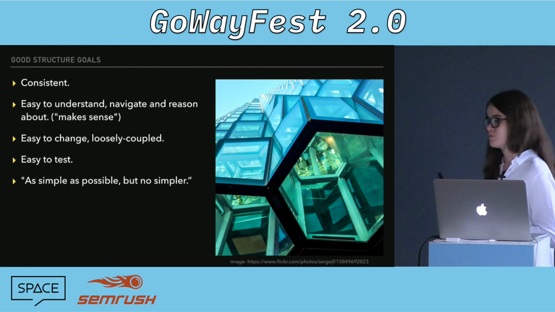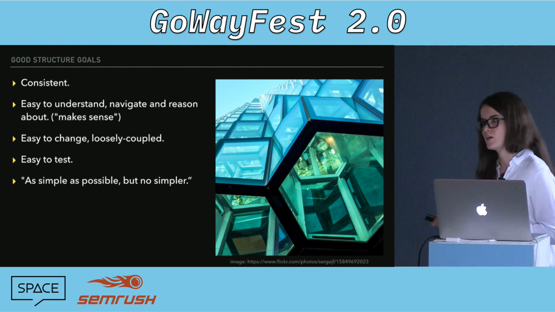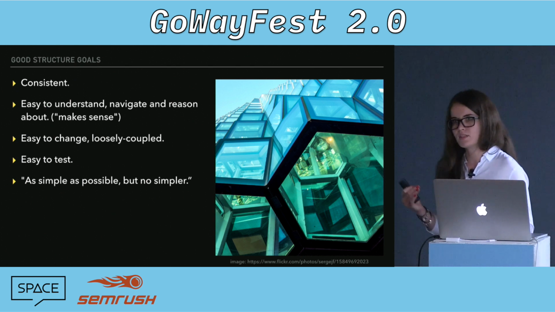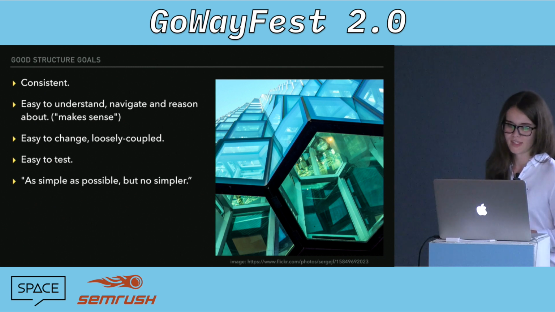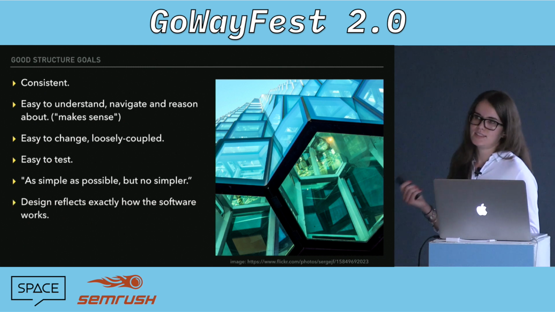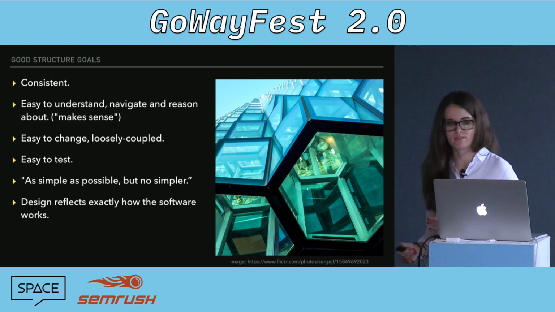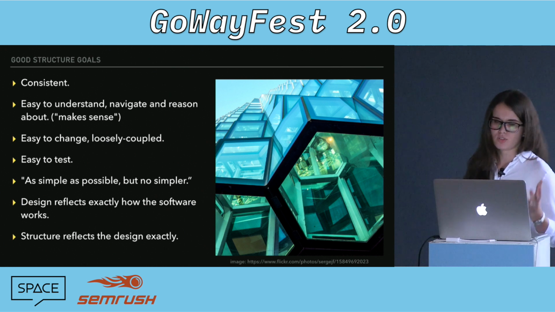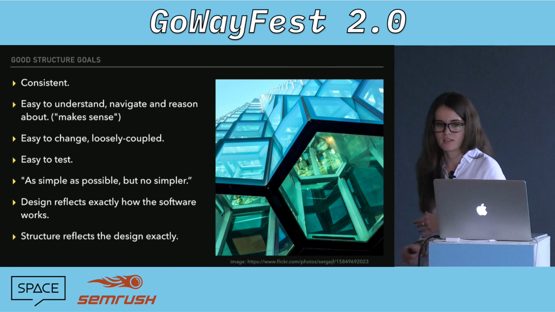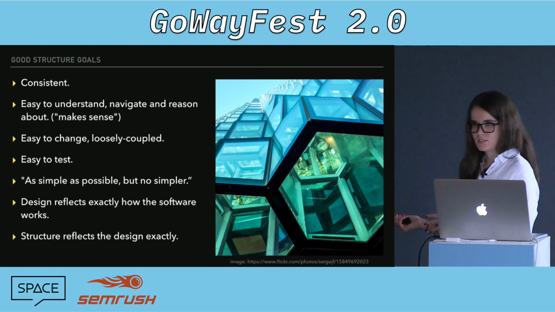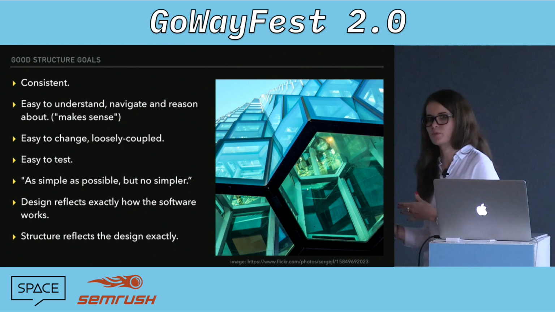And I really love it because it captures the Go way of thinking really well. Because it basically says, keep it as simple as you can, but not simplistic, which is the hard part. And then the design of your code should reflect exactly how the software works. And the structure of your code should ideally reflect that design that you picked exactly. So if you apply the transitive law to this, then the structure should reflect exactly how the software works.